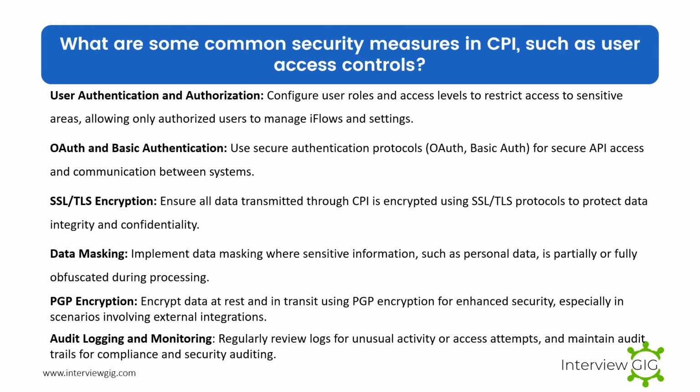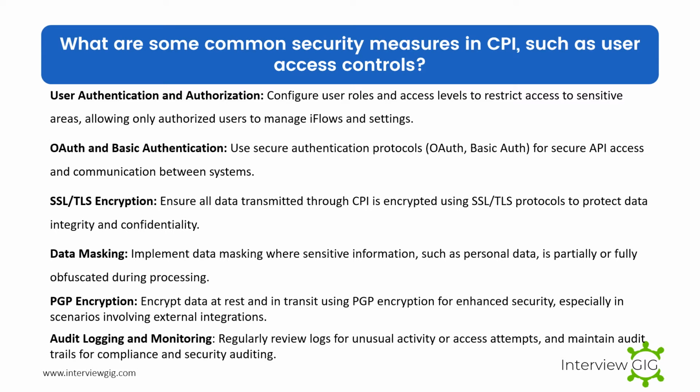What are some common security measures in CPI, such as user access controls? User authentication and authorization: configure user roles and access levels to restrict access to sensitive areas, allowing only authorized users to manage iFlows and settings. OAuth and basic authentication: use secure authentication protocols, OAuth, basic auth, for secure API access and communication between systems. SSL/TLS encryption: ensure all data transmitted through CPI is encrypted using SSL/TLS protocols to protect data integrity and confidentiality.